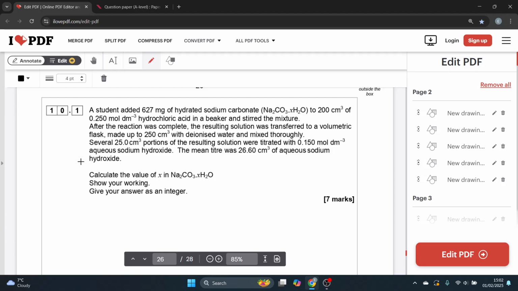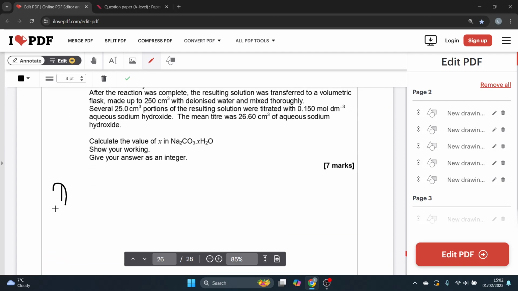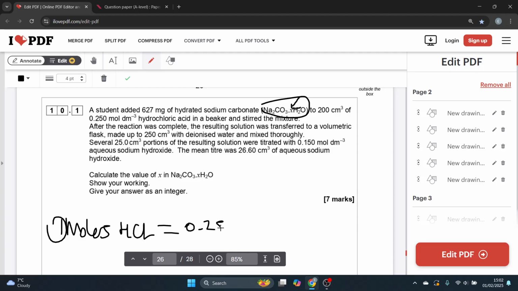So in order to calculate the value of X, I need to find out the moles of this, because I've got the mass. Moles is mass over MR. Once I've got the moles, then I can find out the MR, mass divided by moles. And then once I find the MR, I can work out total MR, and I can work out X. So first thing I do is find out the moles of HCl. 0.250 times by 200 divided by 1000.